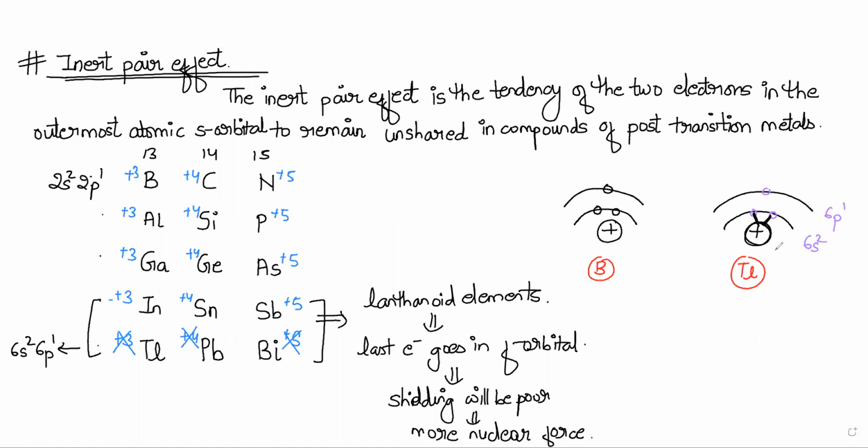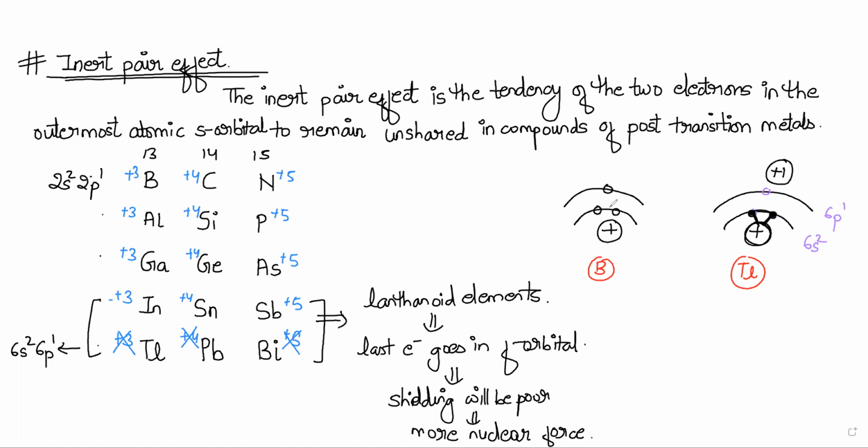So in the case of thallium, if it has to lose electrons, the 6s orbital electrons are highly attracted by the nucleus. The force of attraction is very high, so it won't be able to give its electron. Here thallium will just lose 1 electron. That's why its oxidation state is +1.